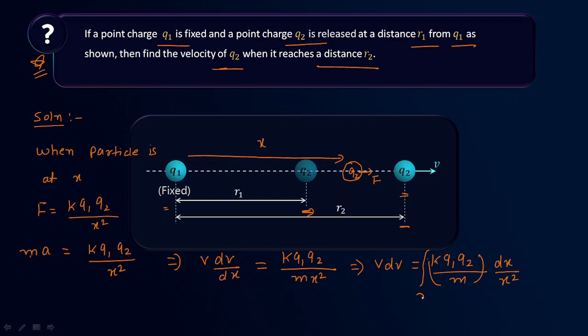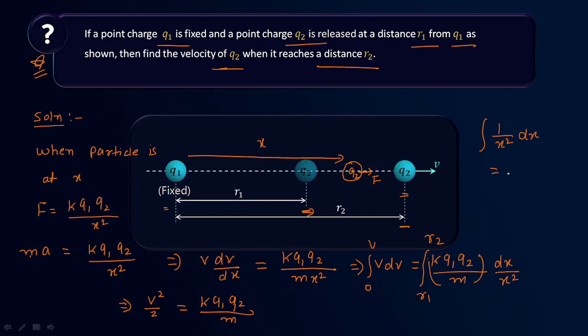Integration is from r1 to r2, and this one is integration from 0 to v. Simple. So now acceleration of v dv will be equal to how much? v dv integrates to v square by 2, so that will be equal to k q1 q2 divided by m. Now integration of 1 by x square dx, that will be how much?